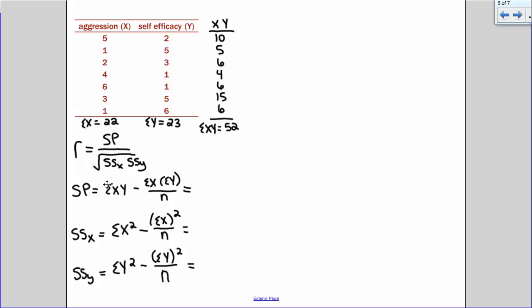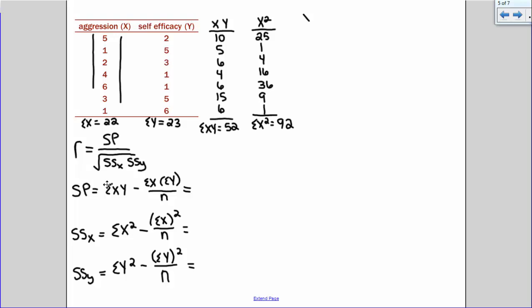All right, now let's take all my x values and square them. So 5 times 5 is 25. 1 times 1 is 1. 2 times 2 is 4. 4 times 4 is 16. 6 times 6 is 36. 3 times 3 is 9. 1 times 1 is 1. Sum of x squared: if I add all those together, I get 92.